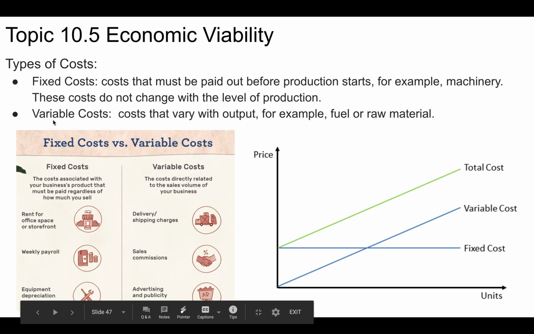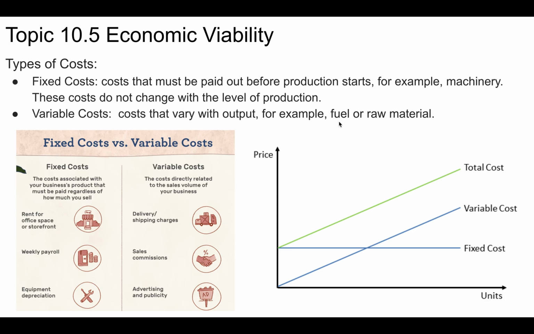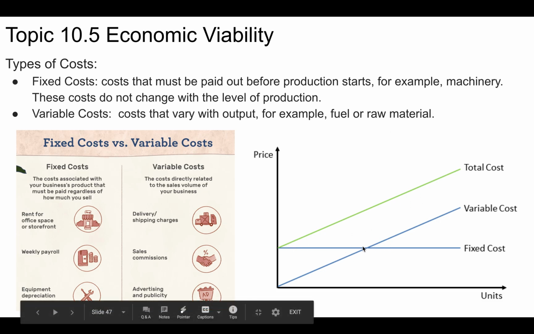All right, and then we have variable costs. So variable costs vary with output. For example, fuel and raw materials and stuff like that. So the idea here is that the more you produce, the more your variable costs are going to change, right? Like if you have to buy more raw materials to produce more units of goods, it's going to cost you more money. Now, total cost is where you add these two things together.